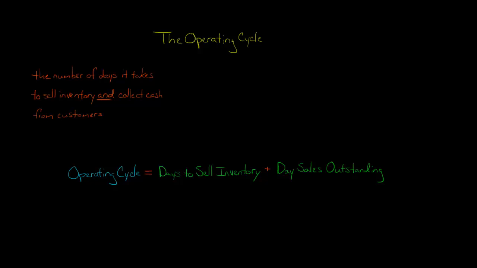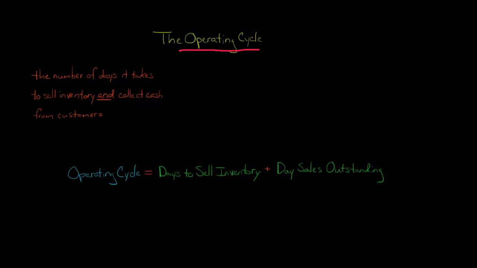In this video, I'm going to show you how to calculate a company's operating cycle. So the operating cycle is the number of days that it takes for a company to do two things: to sell its inventory and then collect cash from customers, because we're assuming that a lot of that inventory is sold on credit, so you don't immediately get the cash.